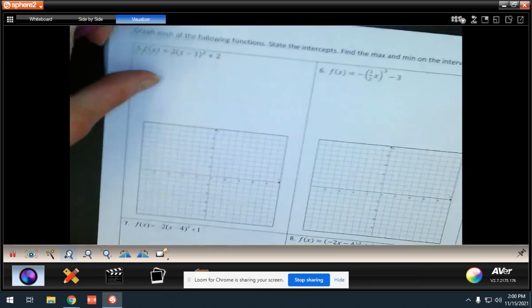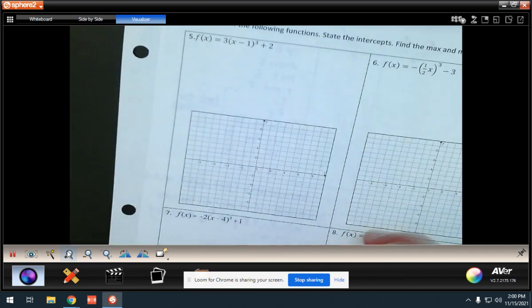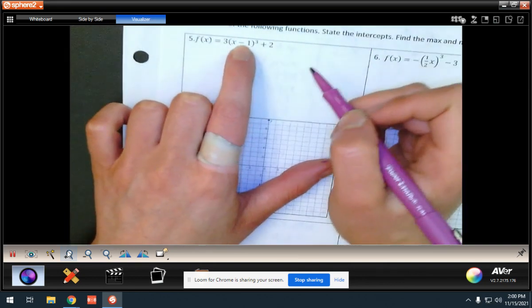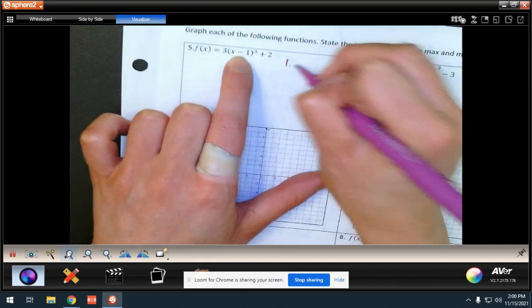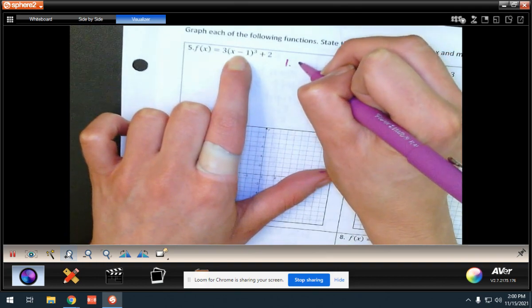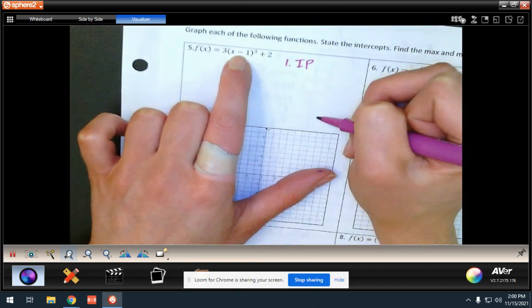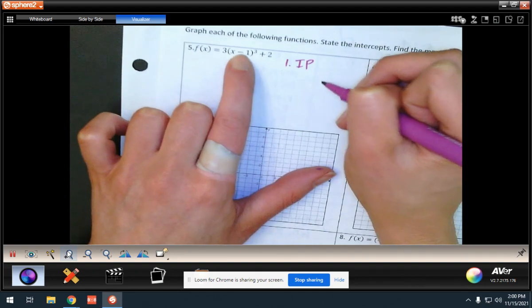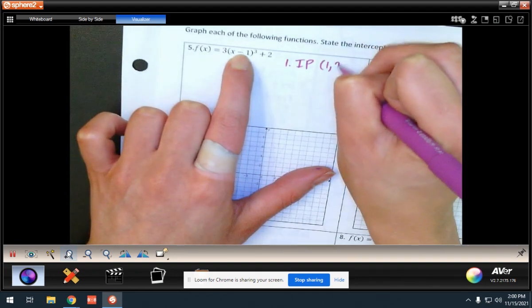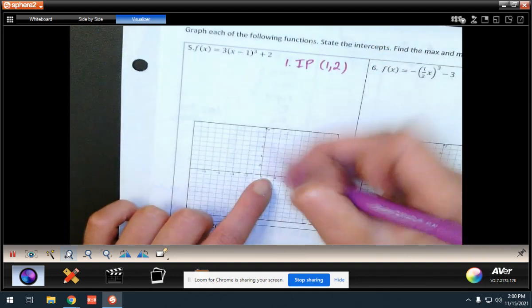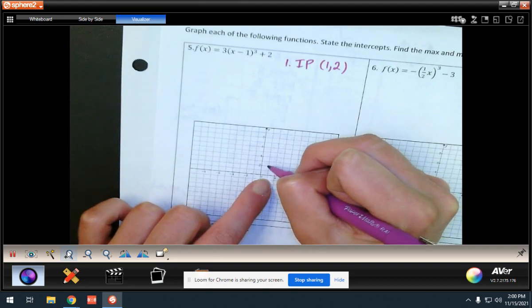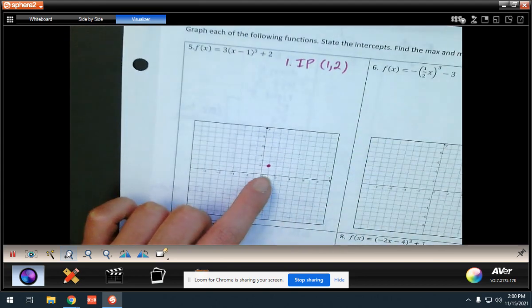Okay, and so here's our examples. So this one, step 1, let's plot the inflection point. Inflection point, we'll call that the IP. Inflection point is right 1 up 2. And so plot that. So that way on a multiple choice test, if you're given a bunch of graphs, you can at least narrow it down to the one that has the correct inflection point.